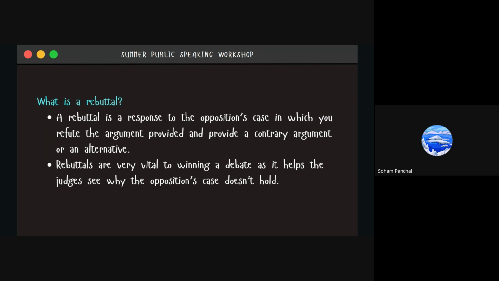For example, if we take any simple case, like the house would ban alcohol in your state. The opposition would come and say that people have been denied their free right to consume anything they want. Now, to take down that argument, we could provide a rebuttal.